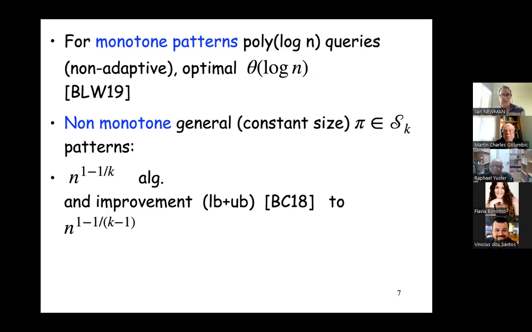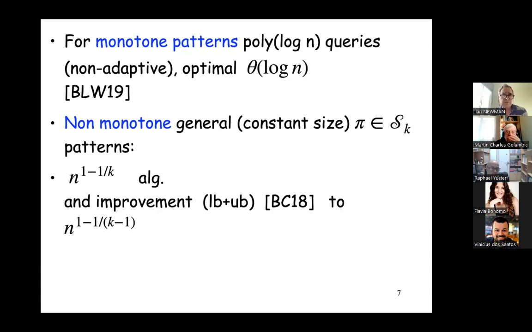In the original paper, we gave an algorithm that makes n to the 1 minus 1 over k queries. So that's the amount of queries that it does. You see it's sublinear. It's still much better than n. You don't need to query the whole sequence, but it tends to n.